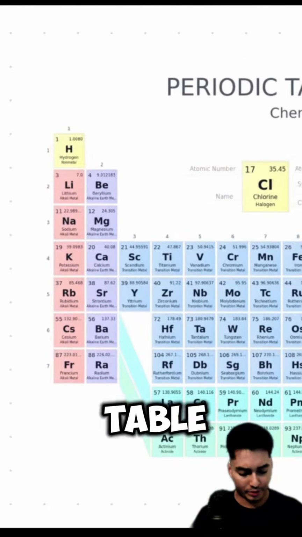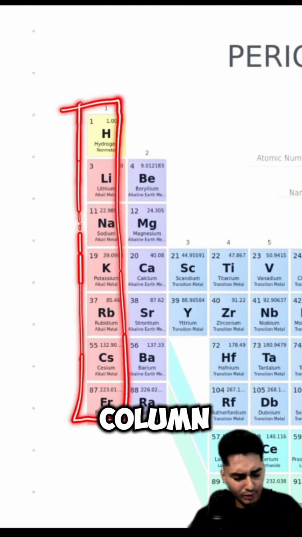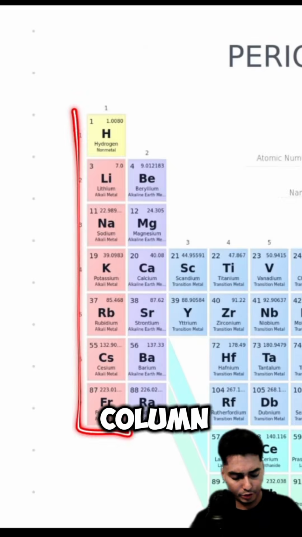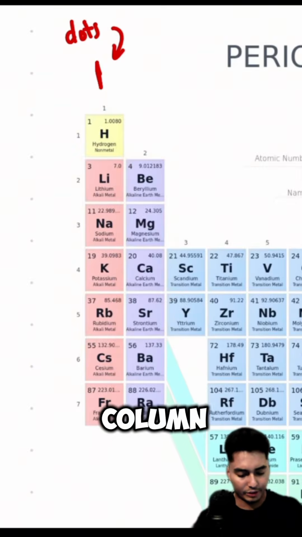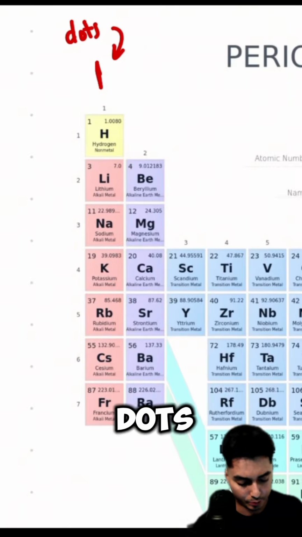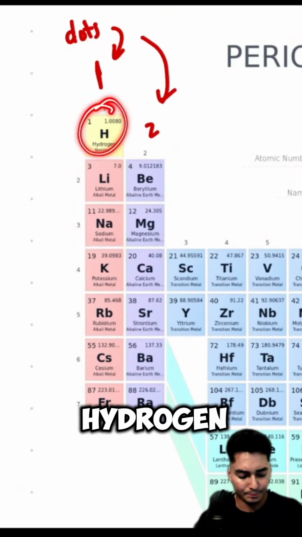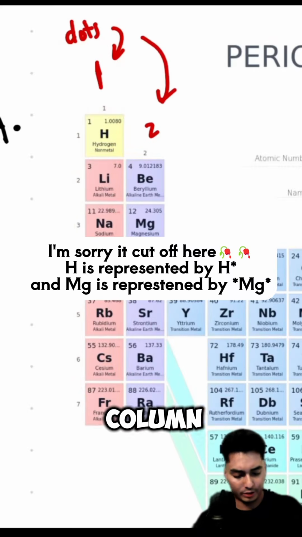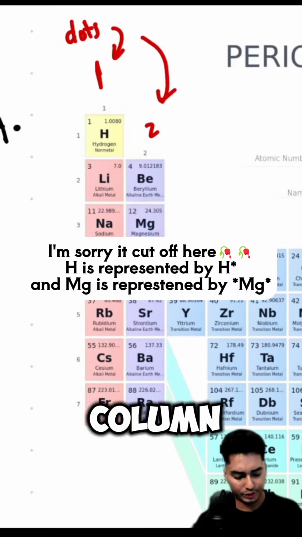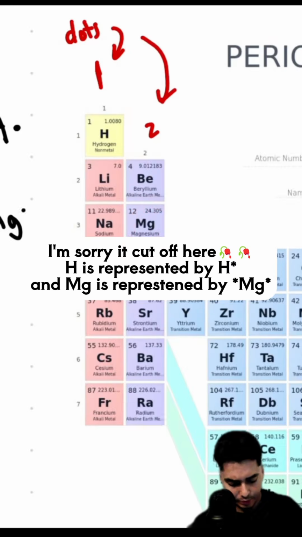Okay, so here's the periodic table. This first column, all of these elements that live in the first column, we're going to put one dot. So column one, we're going to put one dot. Next column is the second column. Guess what? How many dots are you going to put? You're going to put two dots. For example, hydrogen lives in the first column, so we're going to write H and then put one dot. Second column, magnesium lives in the second column, so we're going to take magnesium and then do two dots.